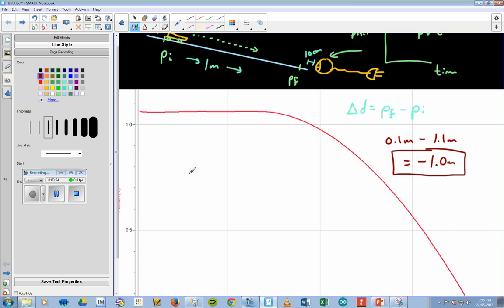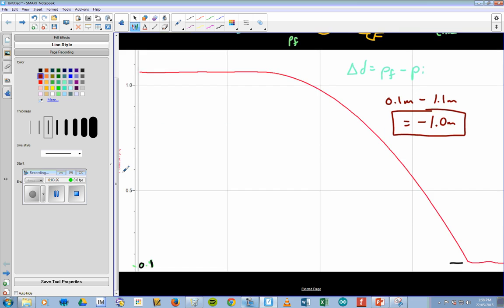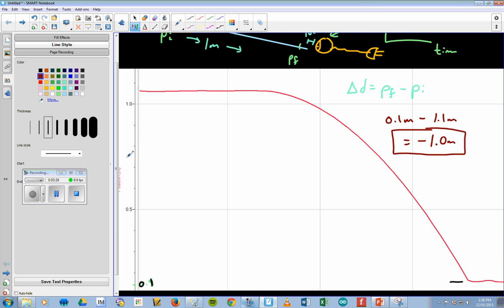So is it a negative or positive position change? Well, it's a negative position change. And if you look at this axis over here, which is your position axis, your y-axis, it starts at 1.1 and it ends at 0.1. So it's fairly obvious that the displacement change is in the negative direction. So it's a negative displacement change. That's part A of this.